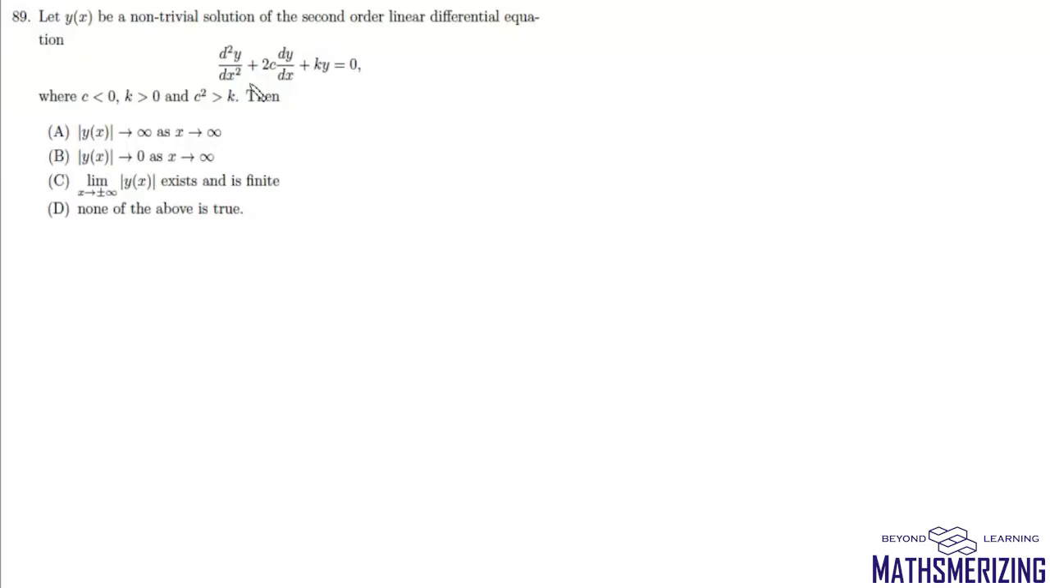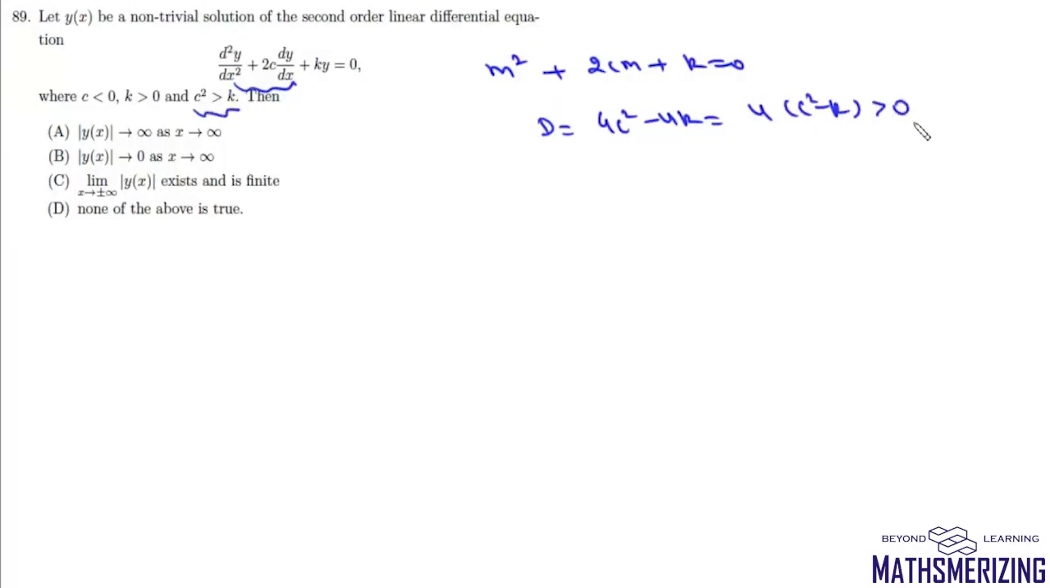Now question number 89 is, we are given this differential equation which is d2y upon dx square plus 2c dy by dx plus ky equals 0. We can write this equation as m square plus 2cm plus k equals 0. Now for this quadratic equation, if we find D, it'll be 4c square minus 4k, so it'll be 4 into c square minus k. Now in the question it says c square is greater than k, so that means this is greater than 0. So this equation will have two real roots which are alpha and beta.